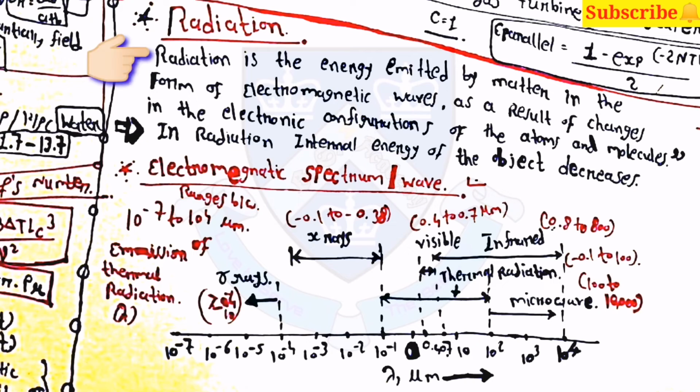And the next topic is radiation. This is just a brief introduction about radiation. In detail we'll discuss that in the last chart of heat transfer. Here first one is the definition. Radiation is the energy emitted by matter in the form of electromagnetic waves as a result of changes in the electronic configuration of the atoms and molecules. Then in radiation, the internal energy of the object decreases, and there is one chart for the electromagnetic spectrum or wave.